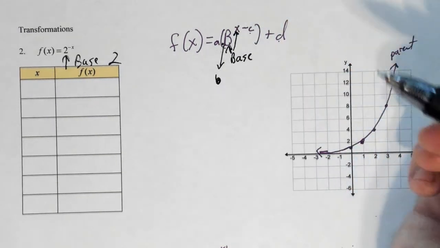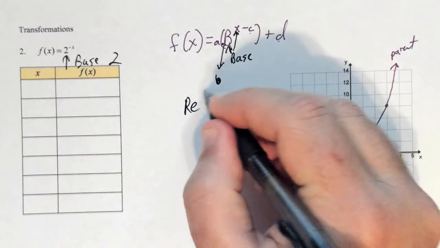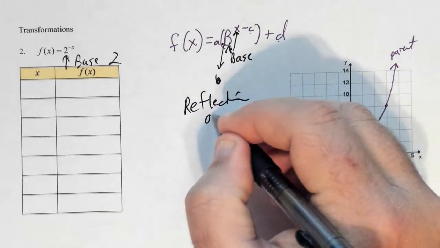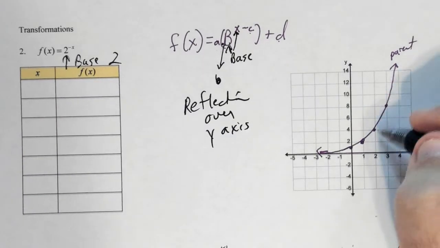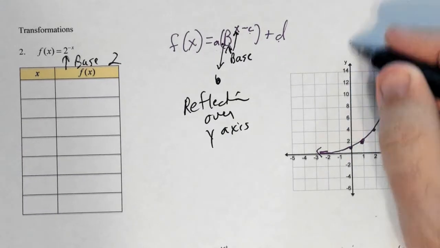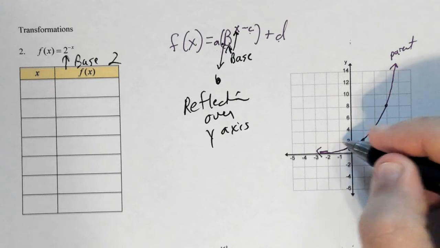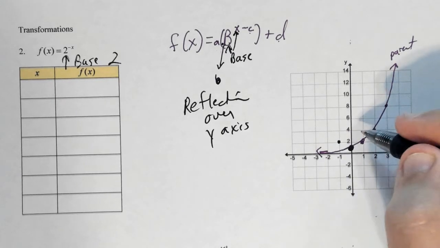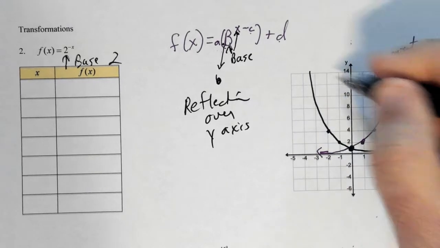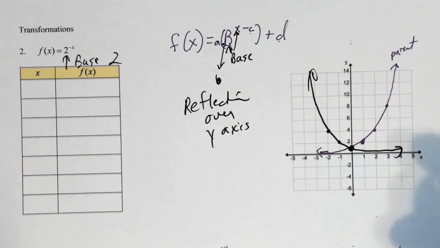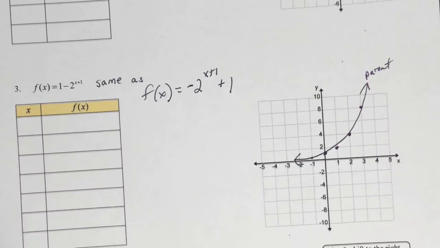So if that X is negative, this is going to be a reflection over the Y-axis, which means these points are going to flip over this line here, which means this is going to stay here. This one's going to go here. Okay, this one's going to go here. And all you have to do is figure out, okay, that's where my graph is. Simple as that. Okay? Same thing with this one.